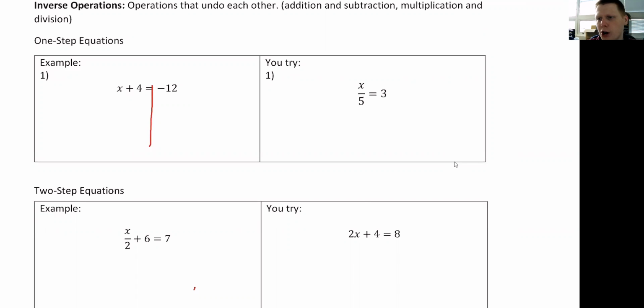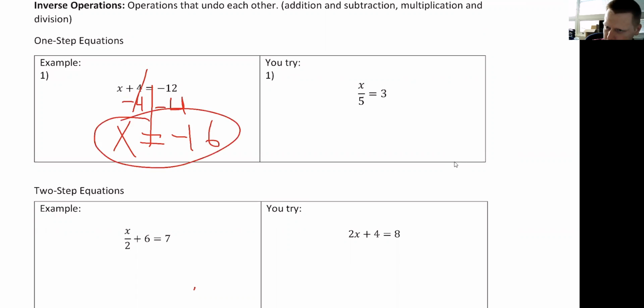So remember, when you're solving an equation, your goal is to get the variable by itself. So in this problem, we want to get rid of that plus 4. So what's the inverse, or what's the opposite of adding 4? Well, you would subtract 4 from both sides. That would cancel out on the left. You would just have x equals, well, negative 12 minus 4. You can do that mentally or use a calculator if you need to, but that would be negative 16. And we're done.